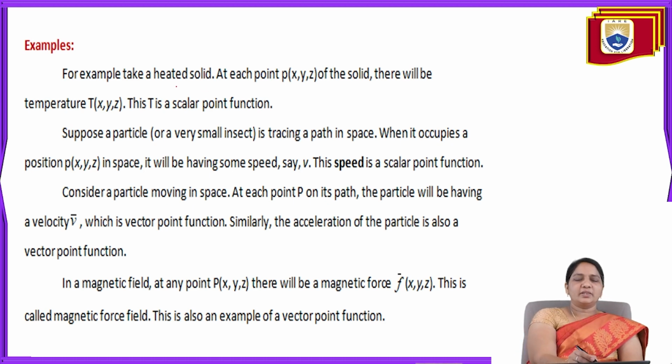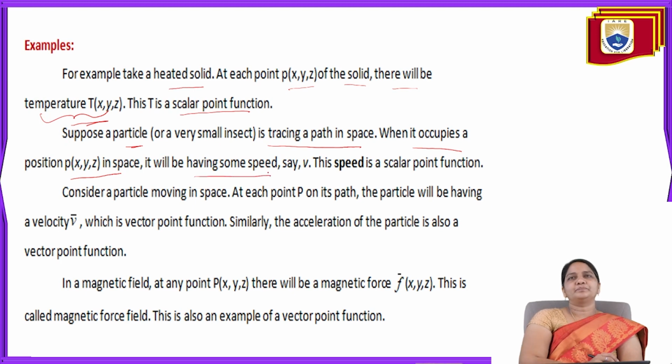Some examples about this. For example, take a heated solid. At each point P of x, y, z of the solid, there will be a temperature. The temperature is a scalar point function. Suppose a particle is tracing a path in space. When it occupies a position P of x, y, z in space, it will have some speed, say v. The speed is a scalar point function.